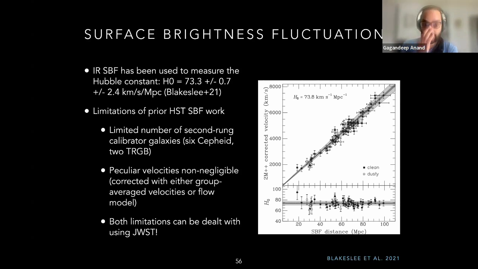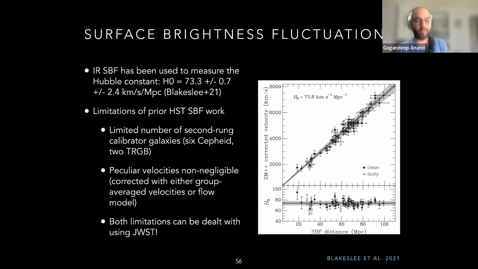There are 2 main limitations that I see. One is that there were a limited number of calibrator galaxies. How do you actually calibrate the brightness of surface brightness fluctuations, the fiducial brightness? It was previously the case that it was a mix of 6 Cepheid and 2 TRGB calibrator galaxies. One problem is they're already mixing 2 different types of calibrators there, which is not optimal. And 2 is that you only have 8 calibrators.